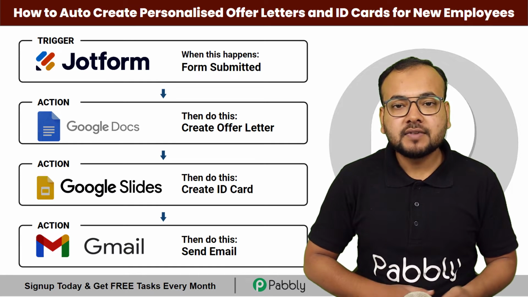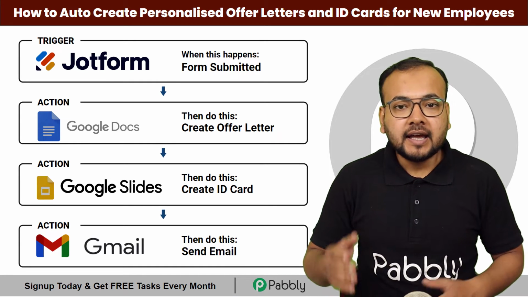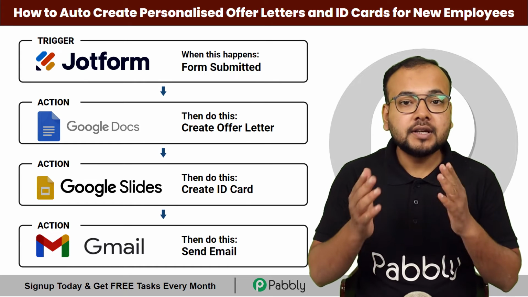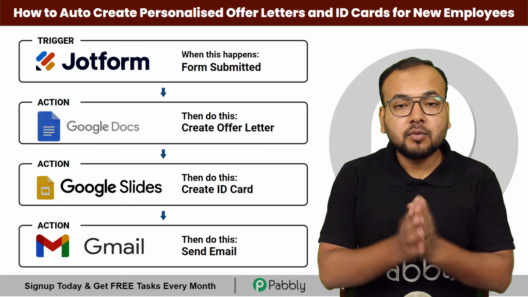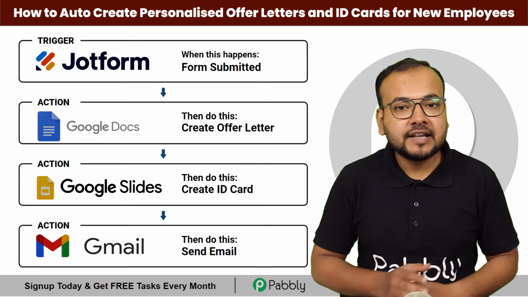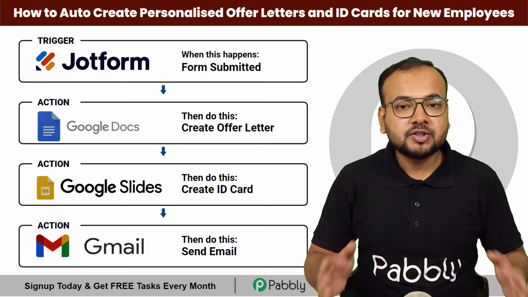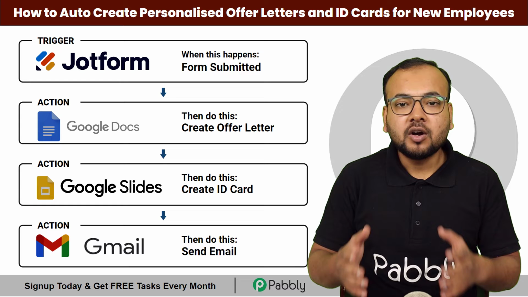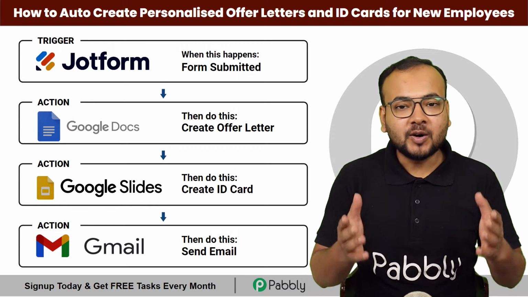As and when your employee fills in the details and submits the form, the ID cards or the photo badges will be created automatically, and the offer letters will also be created automatically and delivered to them in their email inbox automatically. So guys, you can set up this automation very easily without any coding, and you just have to set up this automation only once. After that, it is going to run on its own. So let me show you how you can do that.